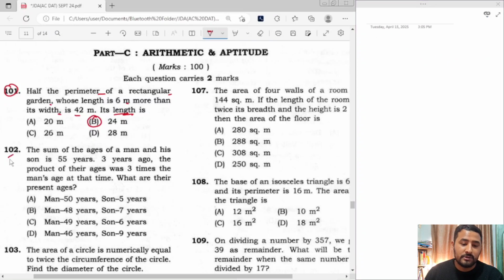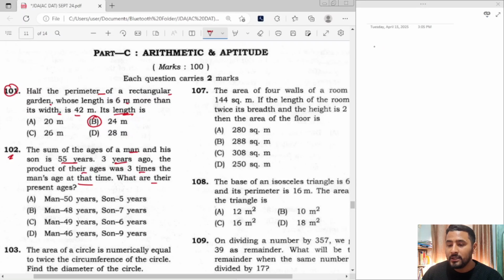The next question is 102. The sum of the ages of a man and his son is 55 years. So it is an age problem. 3 years ago, the product of their ages was 3 times the man's age at that time. What are their present ages?